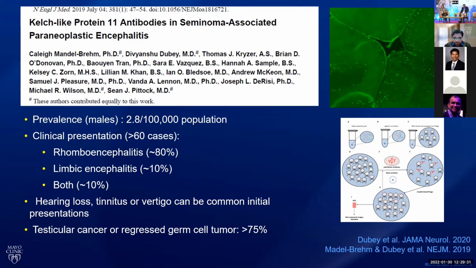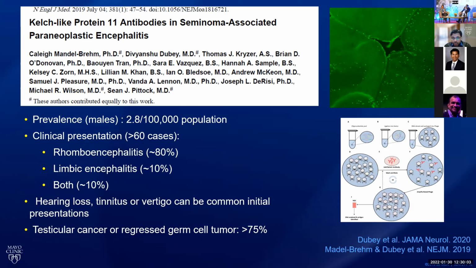So utilizing this technique, we found Kelch-11, and lo and behold, in our experience, it seems to be one of the more common biomarkers of ataxia in men. The majority of the cases I see here at Mayo Clinic are young men. Most of them have underlying testicular cancer. Some of the testicular cancers are actually not in the scrotum. They're in the mediastinum or retroperitoneum, highlighting the importance of utilization of PET scans in many of these cases.